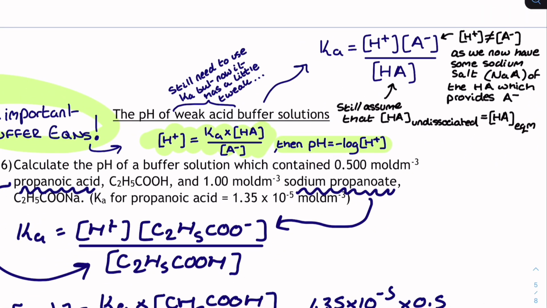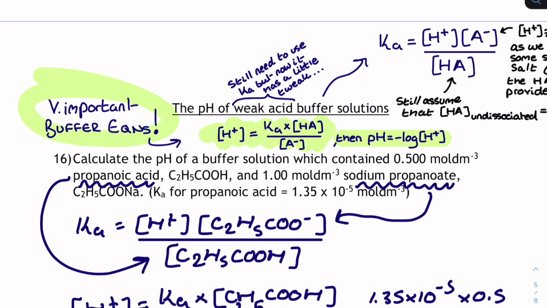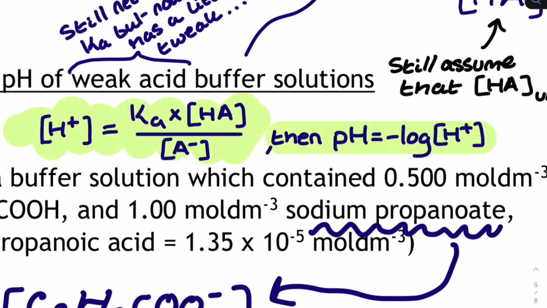So, what are my very important buffer equations? Here they are. My rearrangement of H+ is now a little different. The H+ ion concentration now equals, same as before, Ka multiplied by HA. What we were doing before was square rooting that, except now there's no square root and I'm dividing by the A- ion concentration on the denominator. Once I have the H+, nothing changes from that point. I'm going to do minus log of the H+ ion concentration, just as I've been doing previously.